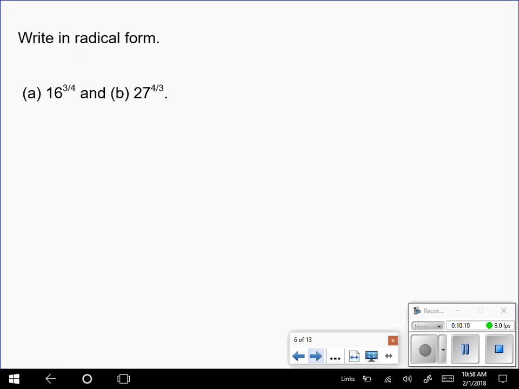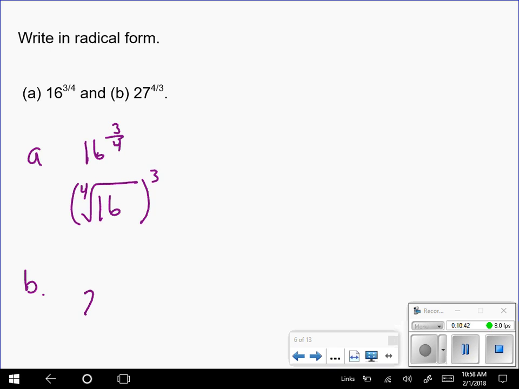It says write these in radical form. A says 16 to the 3/4 power. We're going to write it in radical form. We're going to take this 16 to the 4th power, all raised to the 3rd. And he explained to you what that would look like if you figured that out. You're looking for the number that multiplied by itself 4 times gives you 16, and then you could raise it to the 3rd power. For B, we just did this one, 27 to the 4/3. So we would say the cubed root of 27 raised to the 4th power.